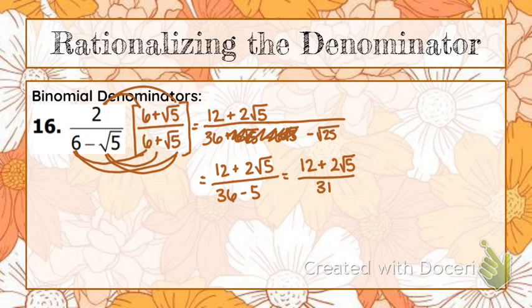That's your final answer, because 12, 2, and 31 do not have any common factors, so this cannot be simplified any further.